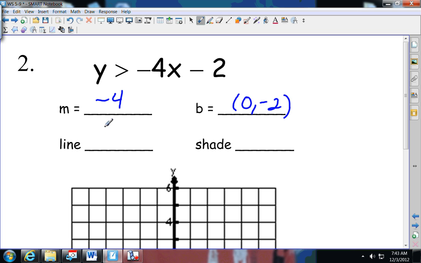My line. What is this symbol? Greater than. So is it a dashed or a solid line? Dashed. The only time we'll use solid is if it's equal to. Shading. It's greater than, so greater than on your chart says to shade what? Shade above. Okay, so my shading is above because this is greater than.